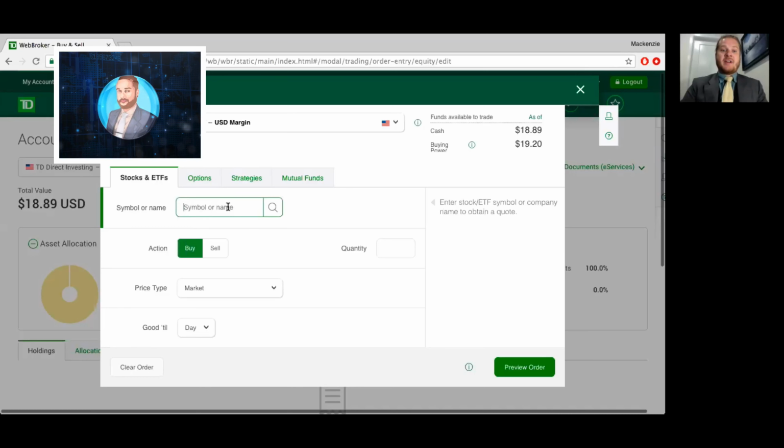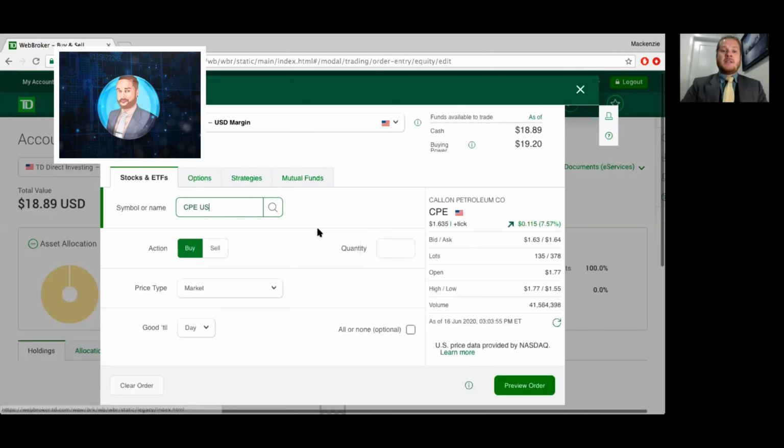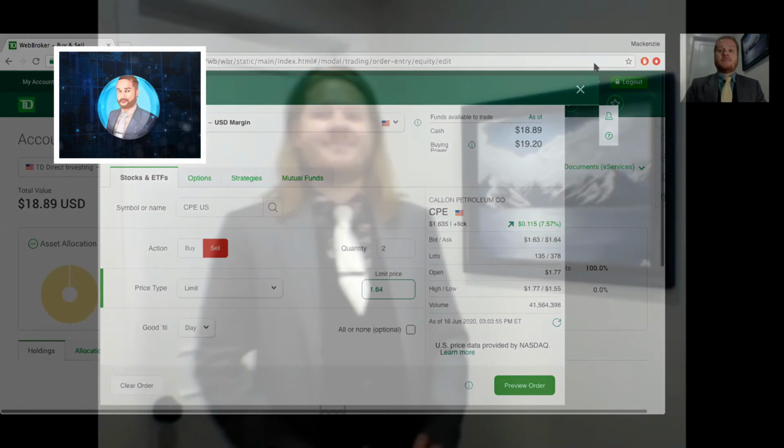Selling a stock is very simple. It's the exact same thing as buying. You put in the same symbol that you just bought. You just select sell, quantity, the same quantity, or however many you can sell 2 if you'd like. Select the price that you're willing to sell them at. This time we'll sell them at $1.64, so we made a penny off them. Good till day, and then we'll press preview order. That's it. It's very easy to sell a stock, just as easy as buying a stock.